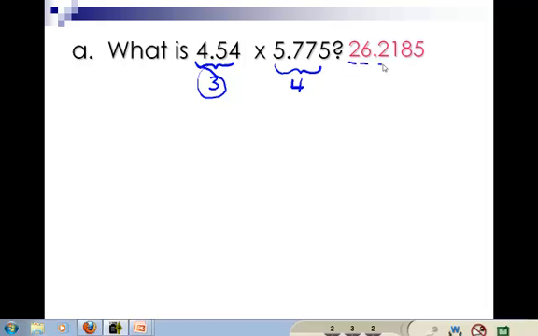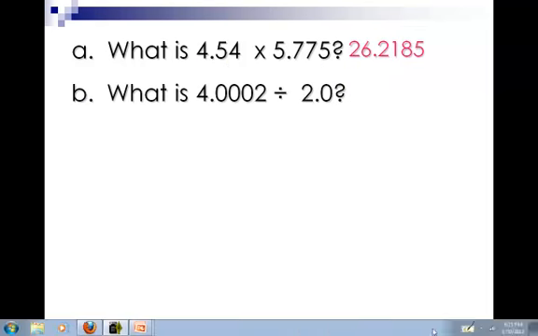My answer can only have 3 sig figs. 1, 2, 3. Will that 1 affect that 2? No, it will not. So my answer is going to be 26.2. Remember, when you multiply and divide, you have to look at the entire number.